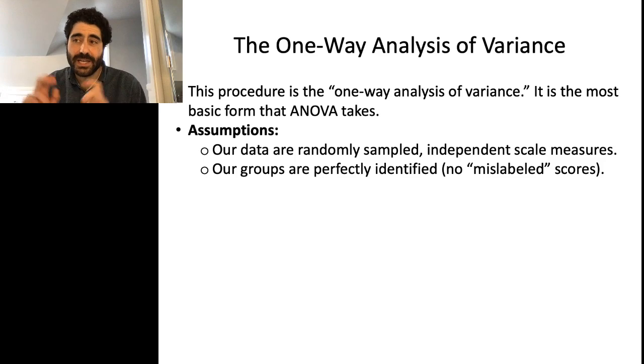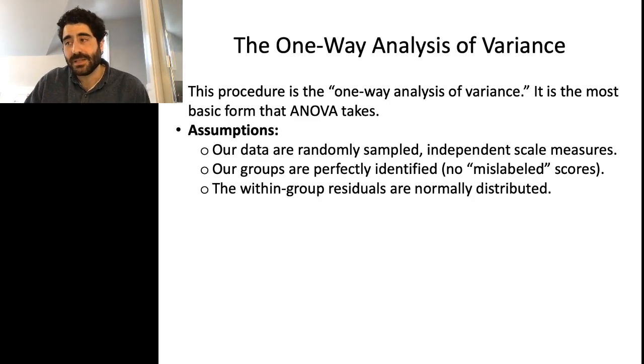So the one-way here is meaning the same thing that it did in the one-way chi-square test, right? That there's a single nominal factor. It can have multiple levels in it, but from each person, we're just getting this scale measure, and we're getting this single nominal measure.